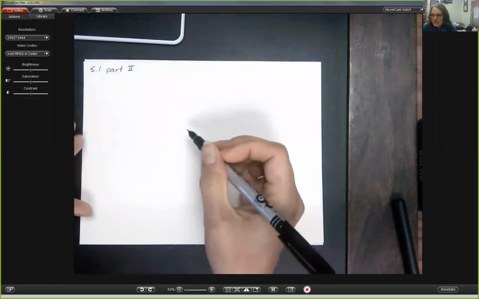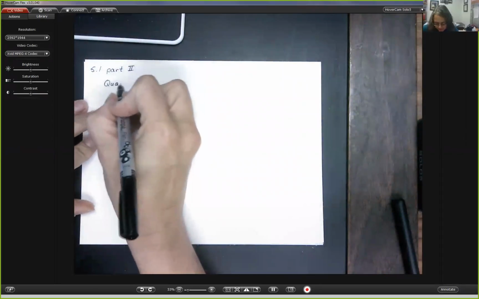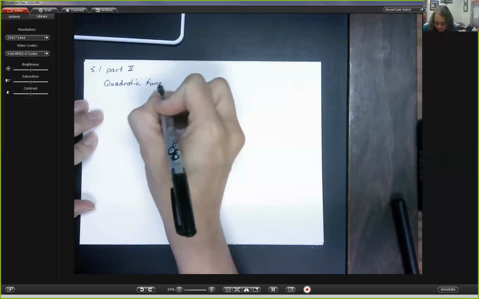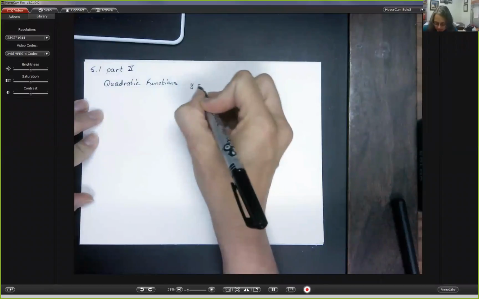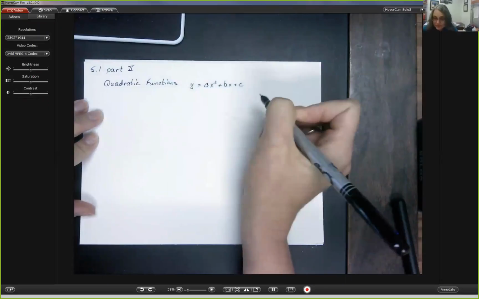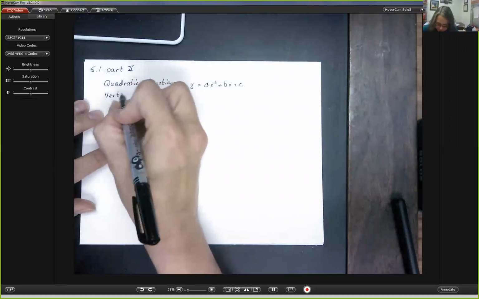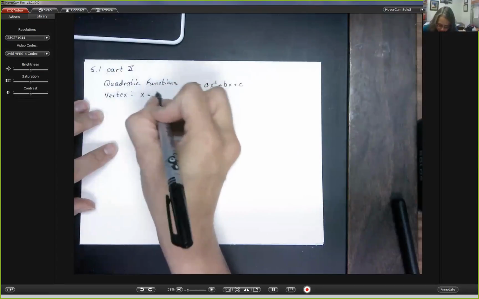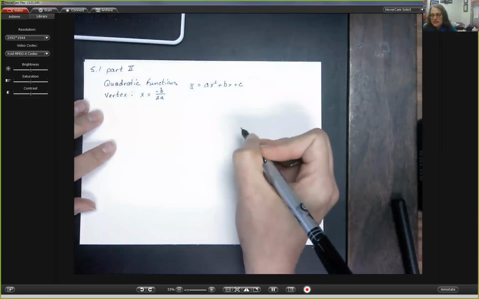So, in the last video, I told you that quadratic functions have a generic form of y equals ax squared plus bx plus c. I also told you that you could find the vertex by finding the x half from negative b over 2a, and then plugging that back in to get y.